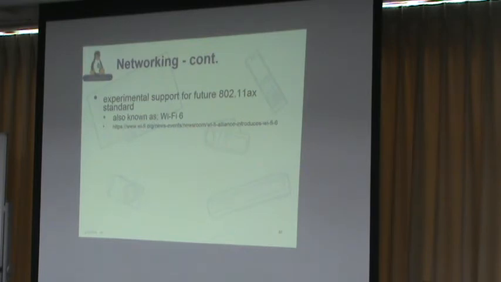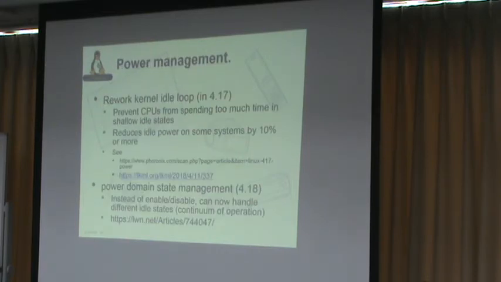This is new since Tim's last talk. There's a new standard under development, so the standard's not in place yet, 802.11ax. Wi-Fi 6 is what you're going to hear it called by all the marketing people. I don't really know much about Wi-Fi 6 yet, but there's an introductory announcement by the Wi-Fi organization that you can go read. So the important thing is Linux is continuing to keep up with network protocols as we always do.